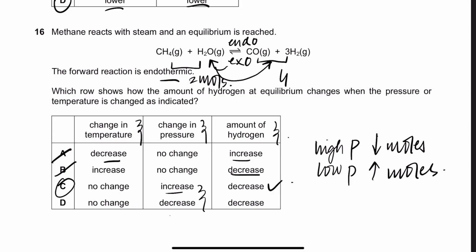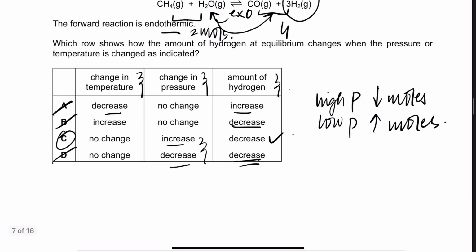But if it says you decrease the pressure, obviously if you decrease the pressure, it will favor more hydrogen being made. But here it's written that the amount of hydrogen should decrease, which is wrong. It should increase then. Okay. So C is my right answer.